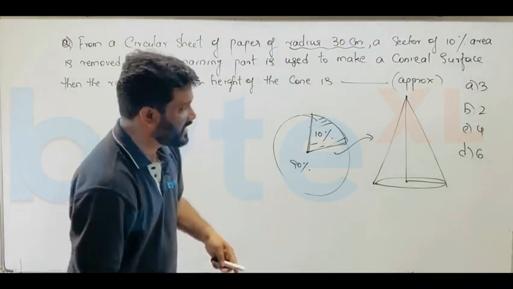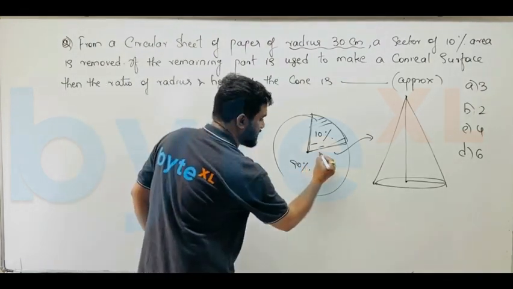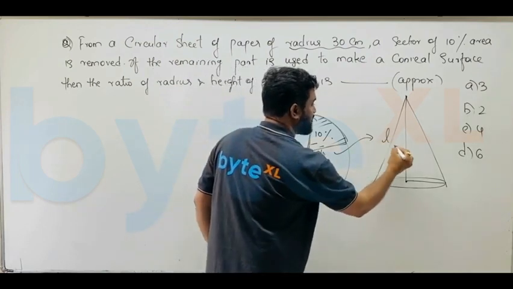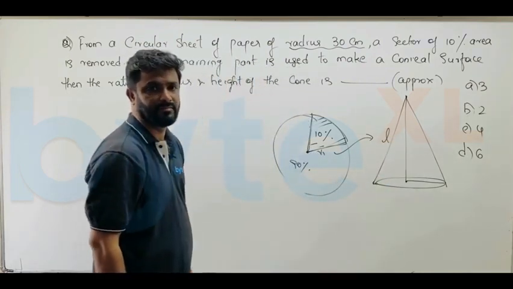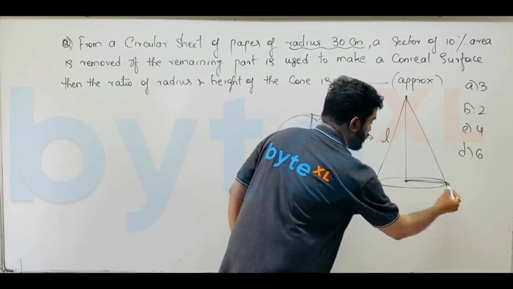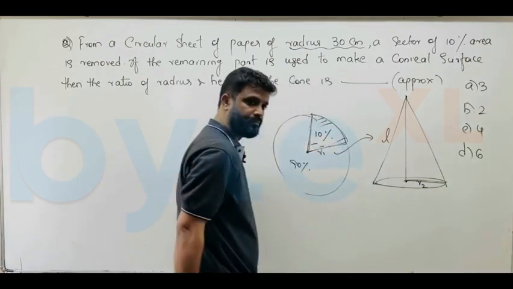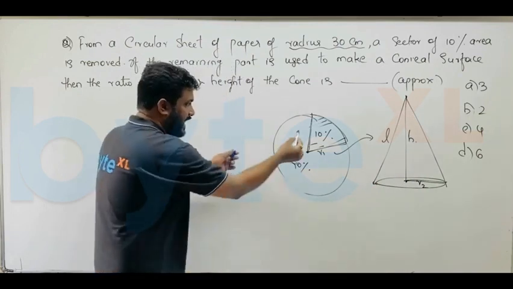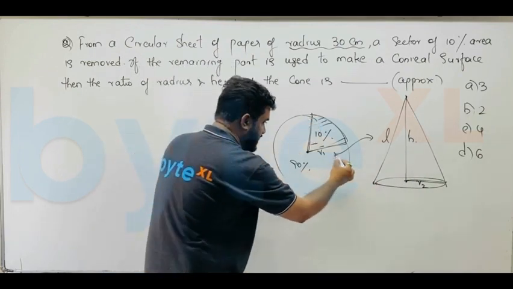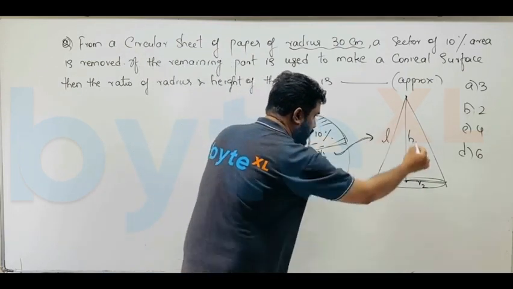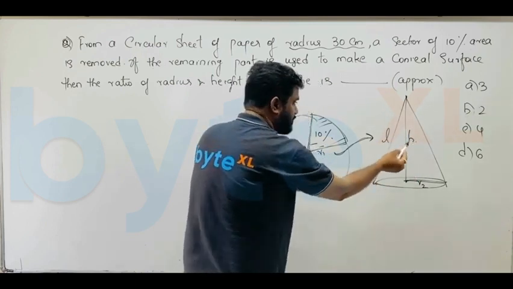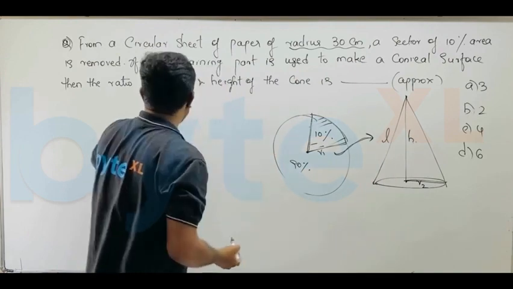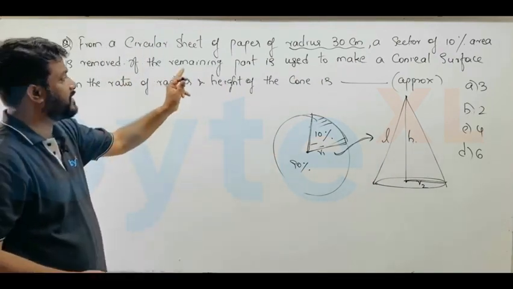So my dear friends, what is the transformation? This radius, the R1 radius, is equal to the slant height, which I am taking as L. Also there is a base radius in the cone, which we will take as R2, and the height we will take as h. So this 90% of area has been transformed into a right circular cone. This is the height of the cone, this is the slant height, and this is the base radius. He is asking what is the ratio of radius and height of the cone.